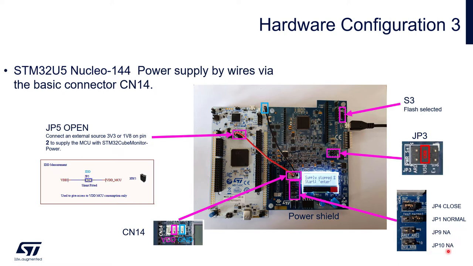Jumper GP10 and GP9 are not concerned in this config and can be open. For jumper GP1, GP4 and GP3 and also the switch S3, it is the same configuration as already explained in the previous config 1 and config 2.